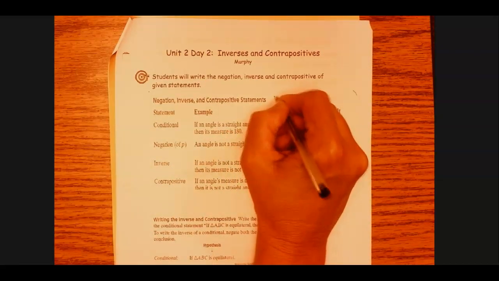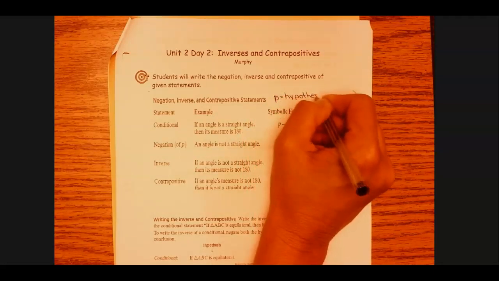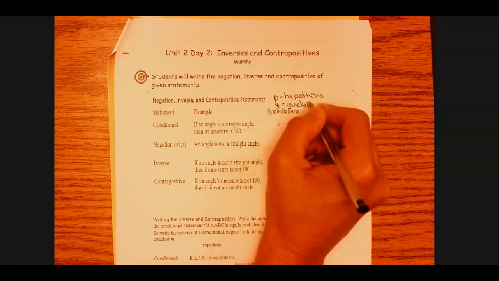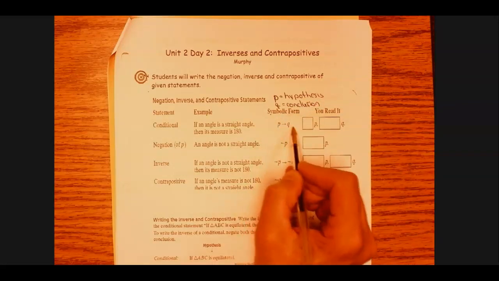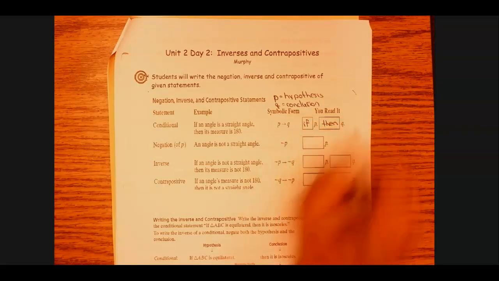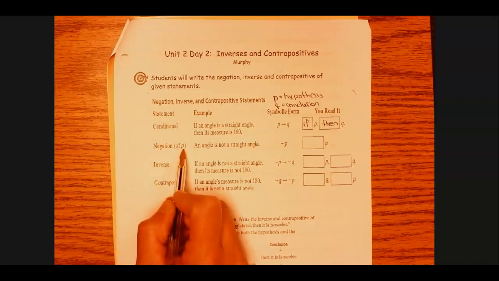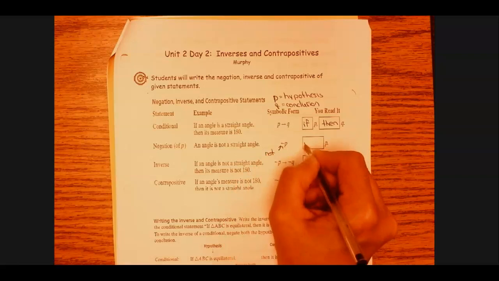This P is representative of your hypothesis, and your Q is representative of your conclusion. And as always, we've got symbols in geometry. So if we see P with an arrow Q, we read that if P, then Q. In our manipulations of these conditionals, we have something called the negation of P, which would be the opposite or the not part of it.